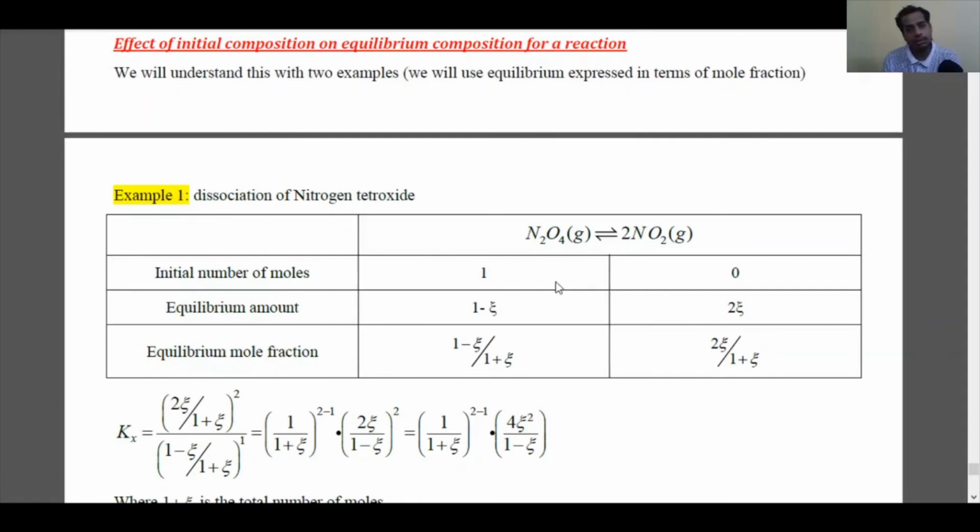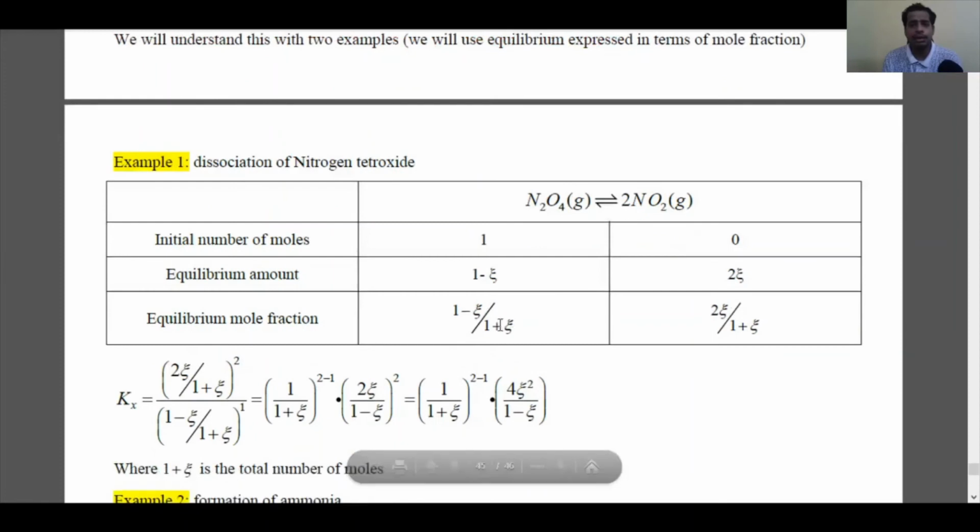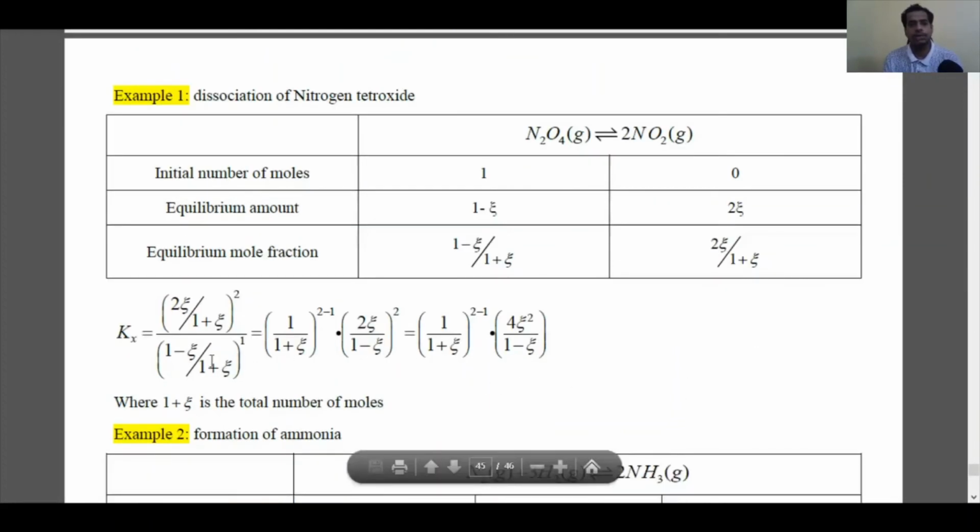Suppose the initial number of moles is 1, 0. At equilibrium, 1 minus xi, 2 xi, where xi is the extent of reaction. Then the total number of moles at equilibrium will be 1 plus xi. The equilibrium mole fractions will be 1 minus xi divided by 1 plus xi, and 2 xi by 1 plus xi. What is mole fraction? Number of moles divided by total number of moles. So if I write the equilibrium constant in terms of mole fraction, what is it?